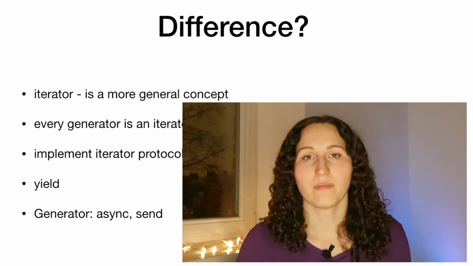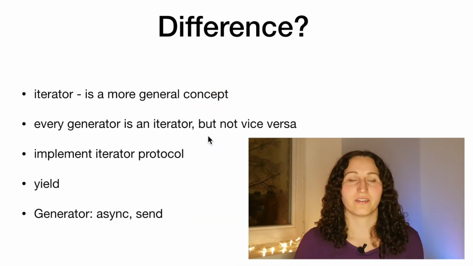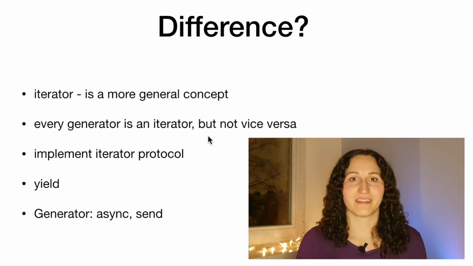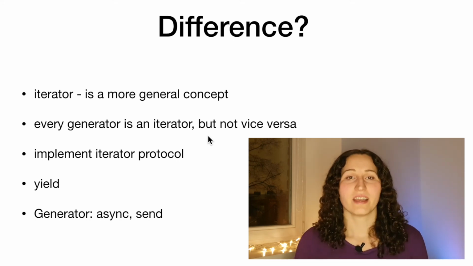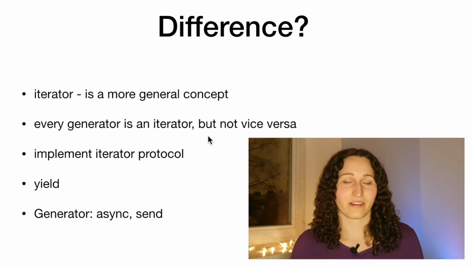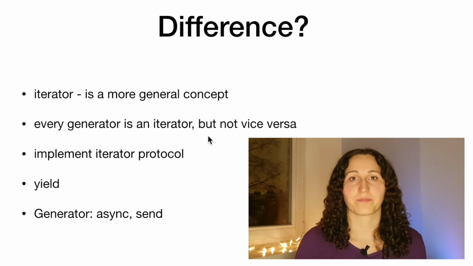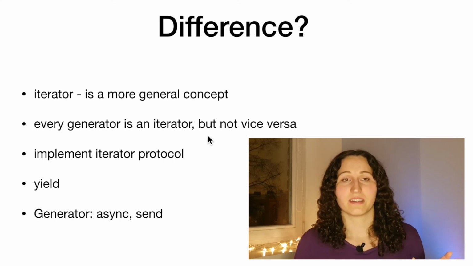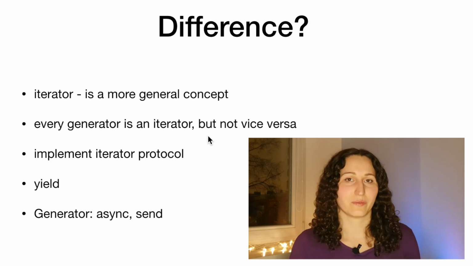So let's try to answer the question from the beginning of our video. What's the difference between an iterator and a generator in Python? Iterator is a more general concept. So each generator is an iterator, but not vice versa. Iterator is an object which implements the iterator protocol, which means that it has dunder iter and dunder next methods. Generator is a function which has a yield expression inside its body.